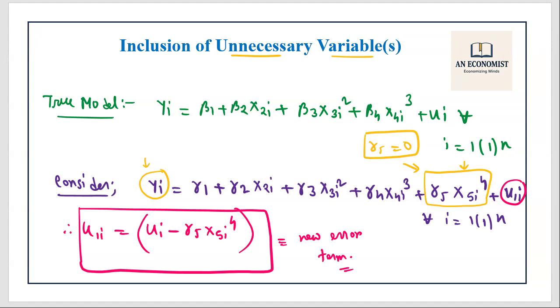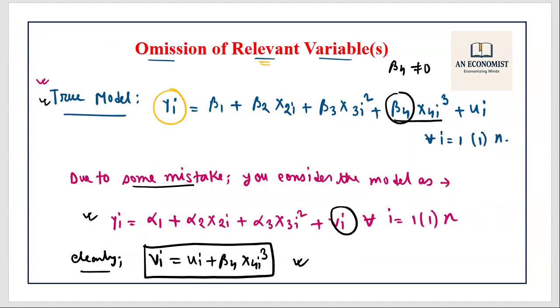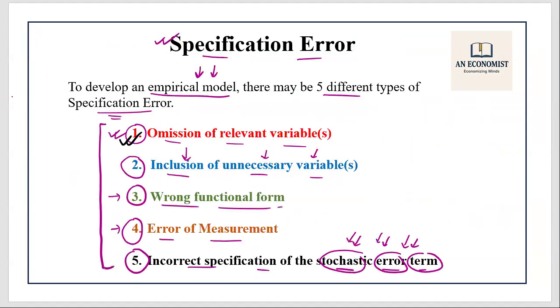If this is the scenario, then you will have specification error due to inclusion of an unnecessary variable in your model. Again, I'm not going into consequences here. I'll make a separate video for that, right? So this is the second point, which is done.